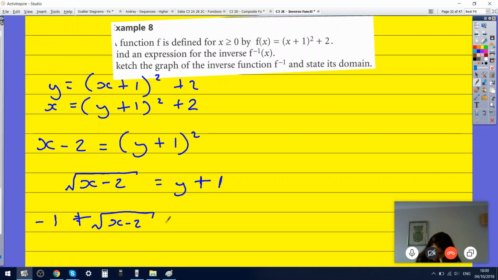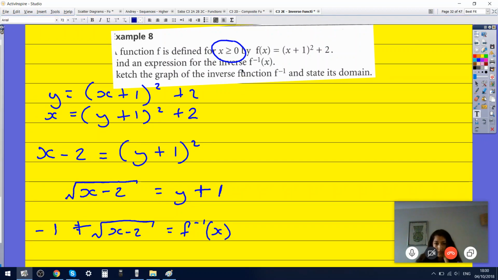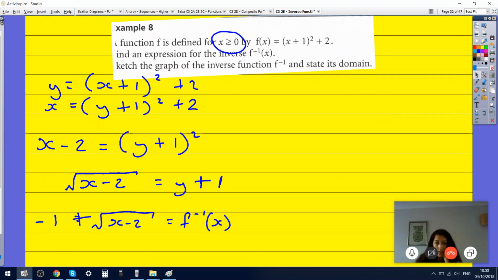Yeah, go on. Then f inverse of x equals that. Yeah, equals f inverse of x instead of y. They limited the domain to x greater than or equal to 0. That's why we don't have the plus or minus the square root. Okay.